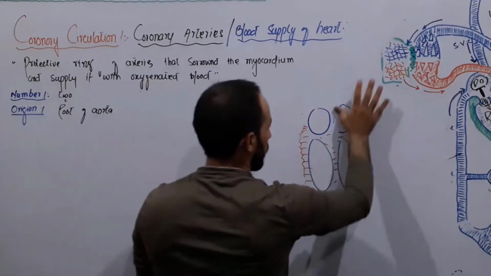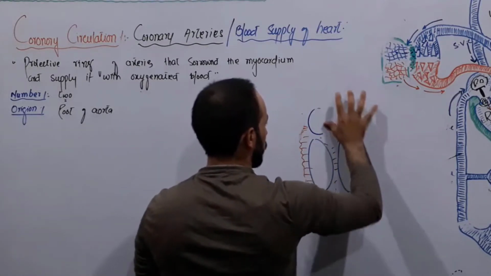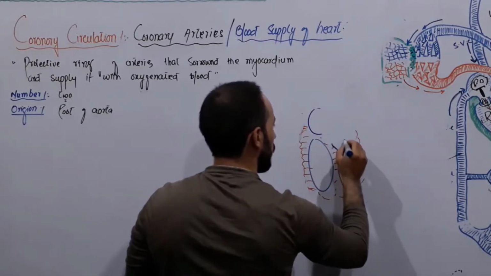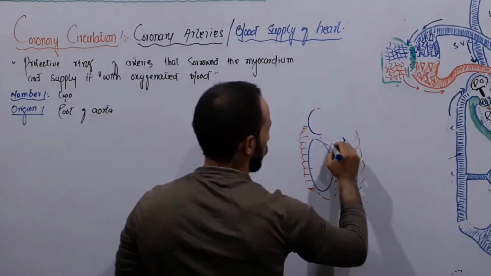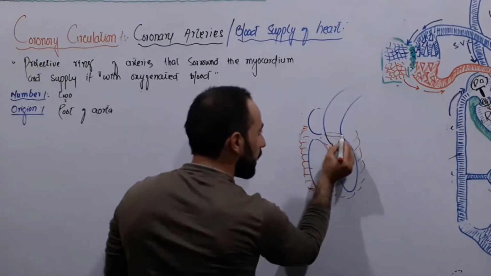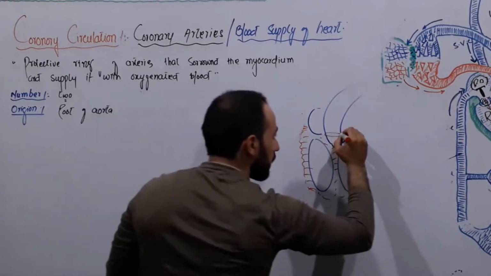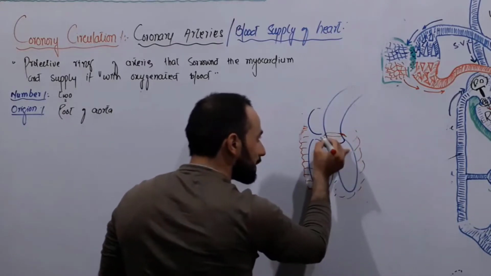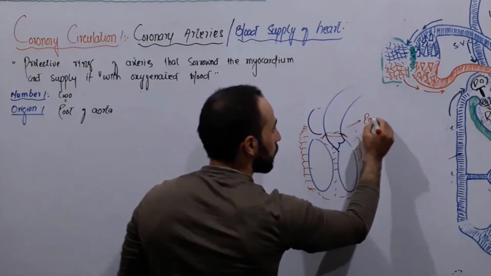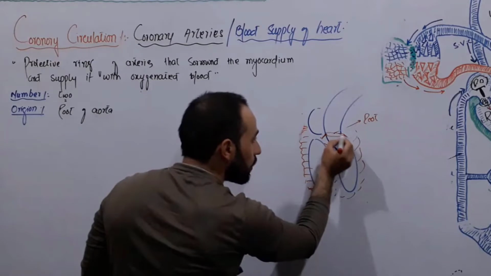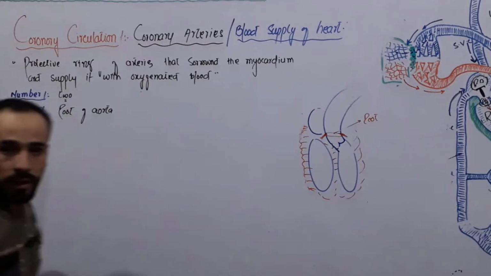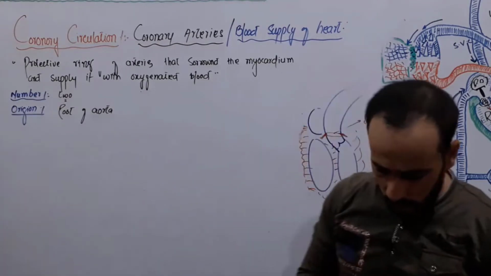If here I remove this part of the atria, and from this ventricle, here is the semilunar valve, and this is our aorta, right? So this part is the base, the root of the aorta, and coronary arteries arise from this part of the aorta. So the origin of coronary arteries begins at the root of the aorta. Clear, friends?